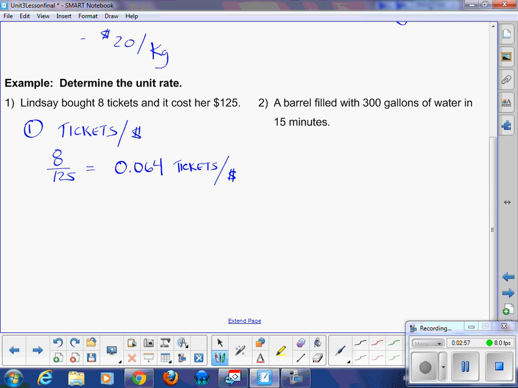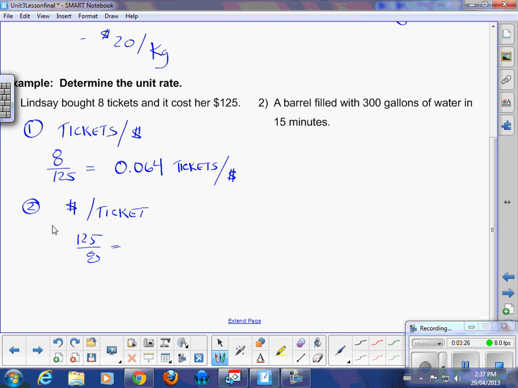So sometimes you're going to find you can run it both ways. Here's a prime example where that makes absolutely no sense. So you need to reflect, okay, does 0.064 tickets per dollar really help me out here? Okay, 9 times out of 10 you want cost on top. You want dollars per ticket. Okay, so you can't go wrong with putting money on top. So if that's the case, 125 over 8, 125 divided by 8, we get 15.63. So that would be $15.63 per ticket.